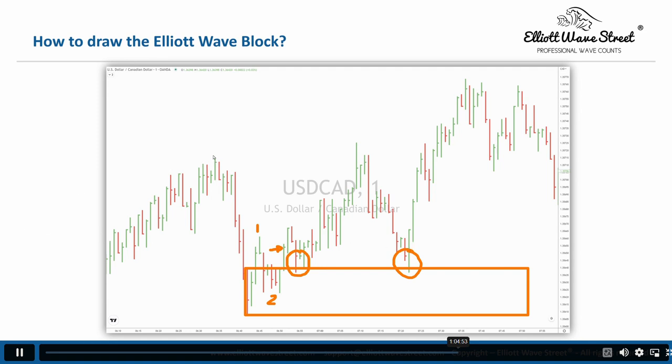Now let's draw the Elliott wave blocks from the other side. From here, you can draw all the ones that you like. So the last candle that was able to make a high, this one, and the next candle. Draw a box of the whole range, from high to low of those two candles. If the second candle is lower, draw a lower. If it's inside, well, you have to use the first candle.